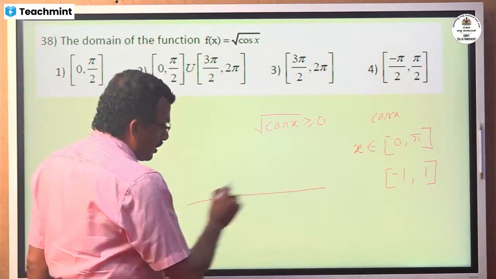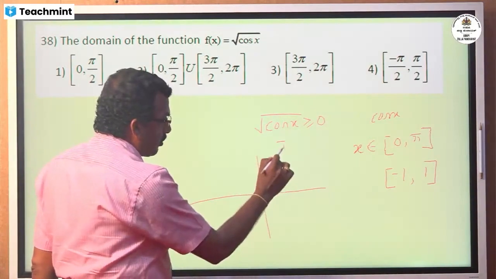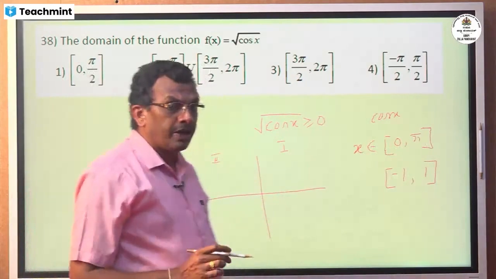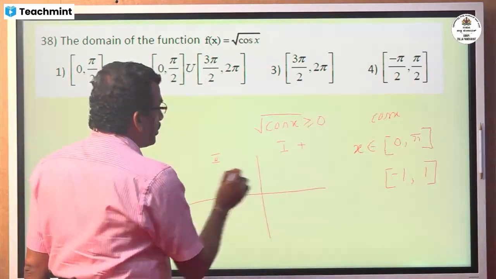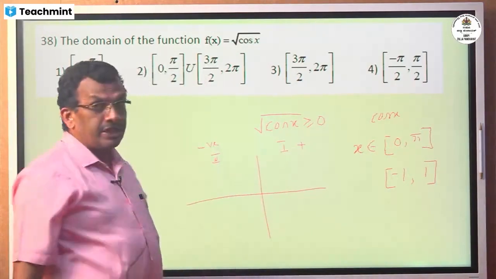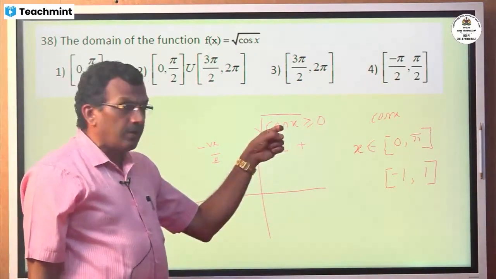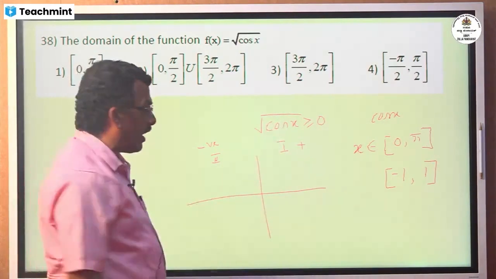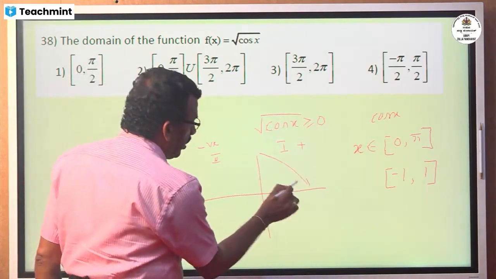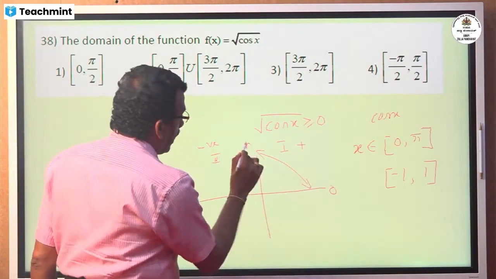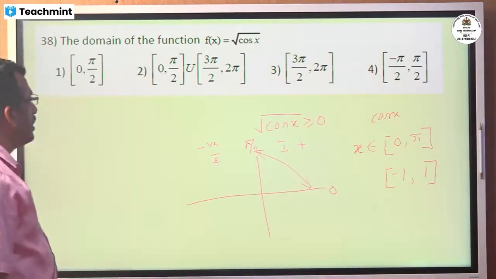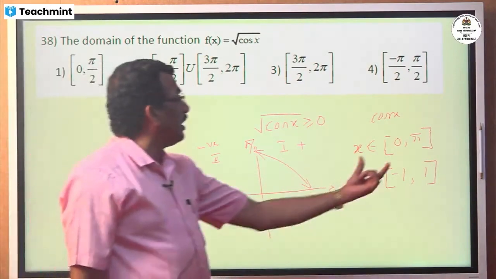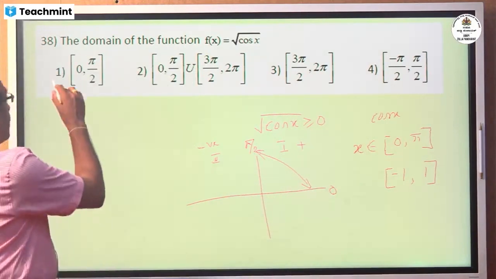Now for cos we have two quadrants, the first quadrant as well as the second quadrant, 0 to pi. In the first quadrant cos is positive, in the second quadrant cos is negative. So when I get a negative value here, the root is imaginary, not a real number. So I cannot take the negative value. It means I can define this function only between 0 and pi by 2. So your answer is that it varies between 0 and pi by 2. It is defined in this domain. So your answer is this one.